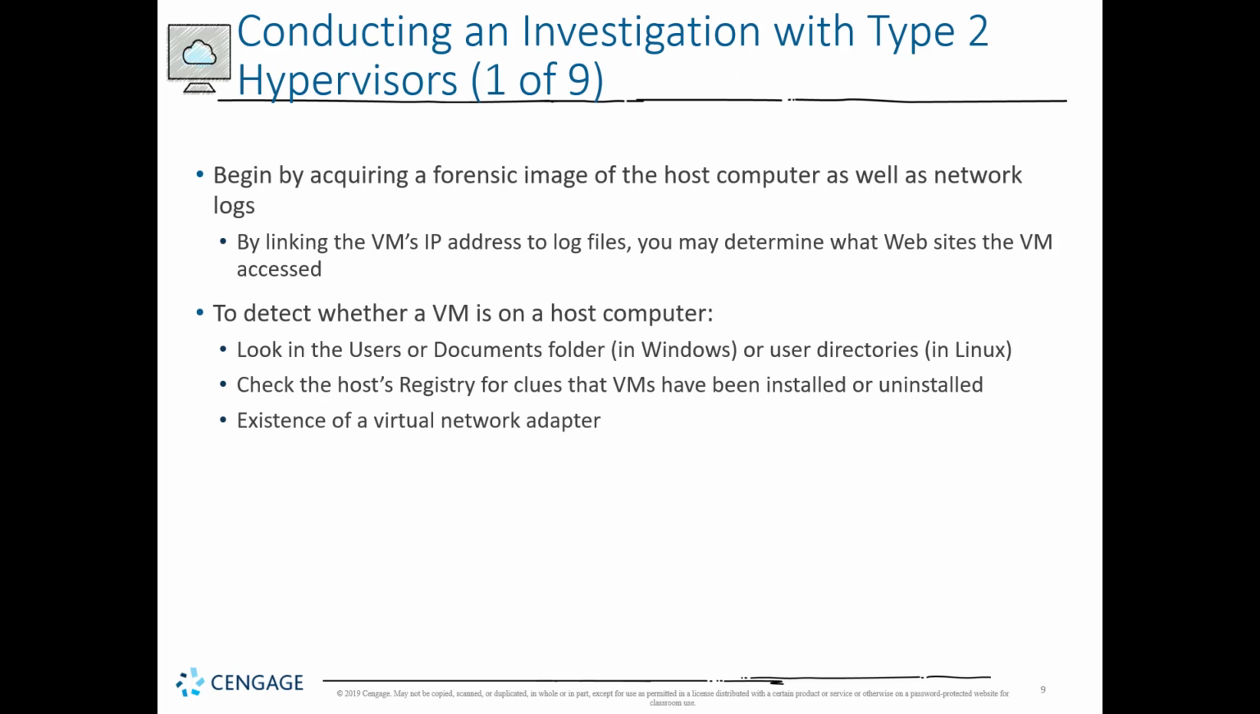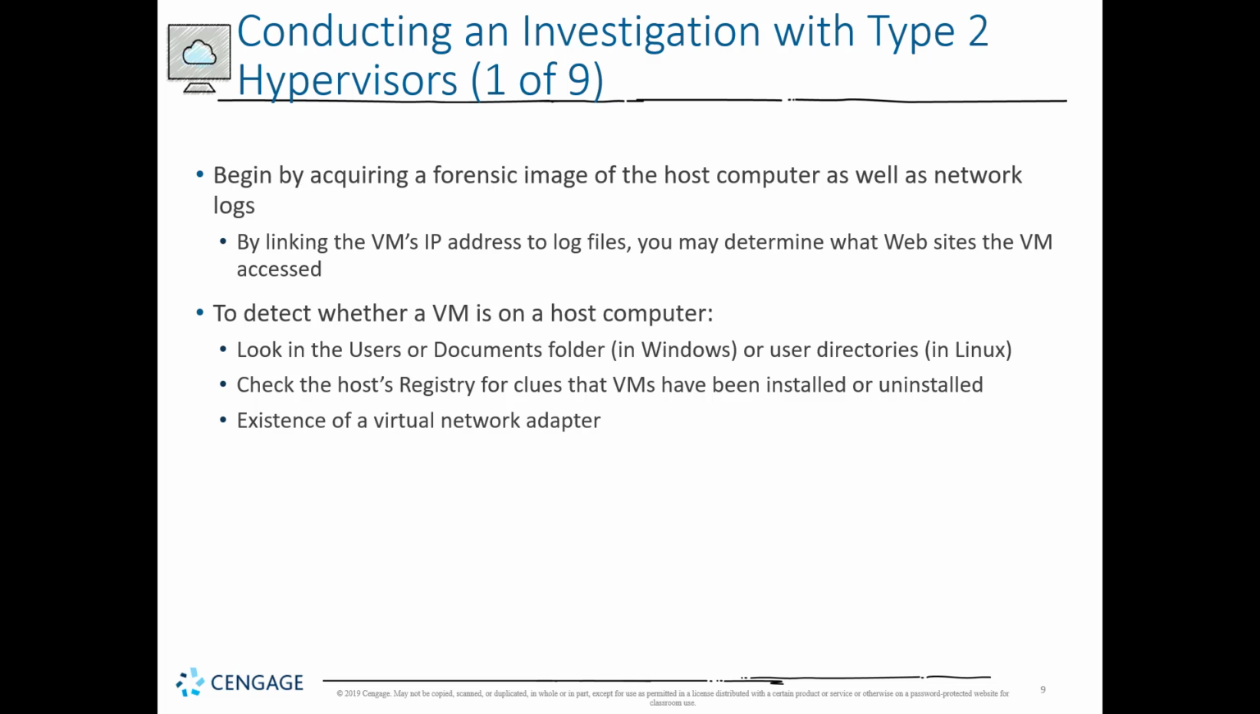So how do you conduct your investigation when there's a hypervisor there? You begin by acquiring the forensic image of the source device on the host computer, as well as network logs. By linking the VM's IP address to log files, you can determine whether a website was accessed from the physical machine or from the individual guest machines. Because again, you may have multiple VMs, so you might have multiple guests.